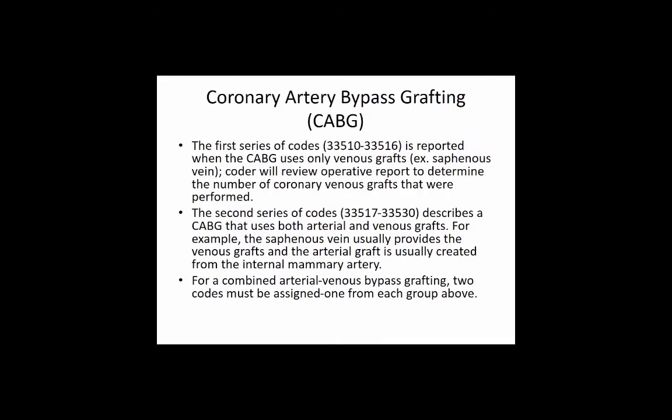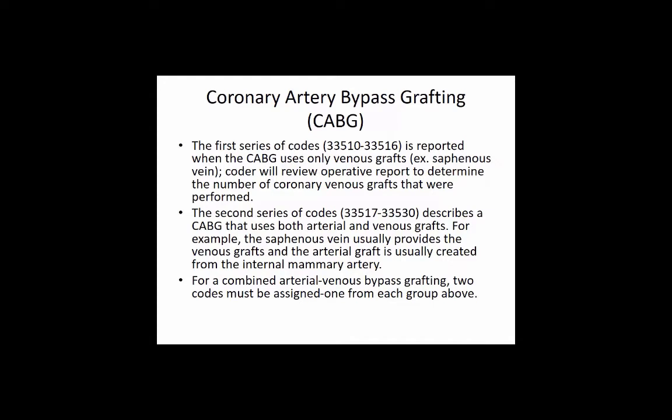Now let's talk about CABGs. CABG stands for Coronary Artery Bypass Grafting. There are two series of codes in the CPT book that have to do with what the procedure is using as far as grafts. The first series of codes is reported when the CABG uses only venous grafts, like the saphenous vein. The saphenous vein is in the leg. It's most commonly used in these CABG procedures, and if you don't know where it is exactly, you can go to the other parts of your code book that have illustrations that you can look and see where the saphenous vein is.